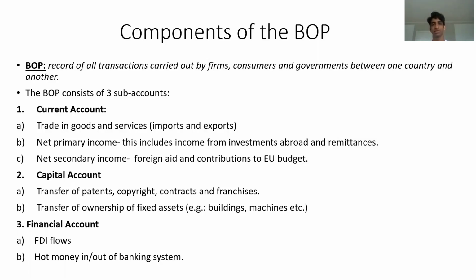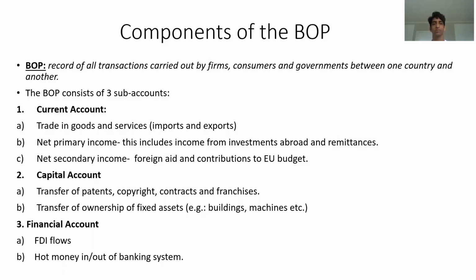So the balance of payments consists of three sub-accounts. The most important one by far, I think, would be the current account. And the current account consists of the following. It's your imports and exports, pretty much, right? So that's the trade in goods and services.